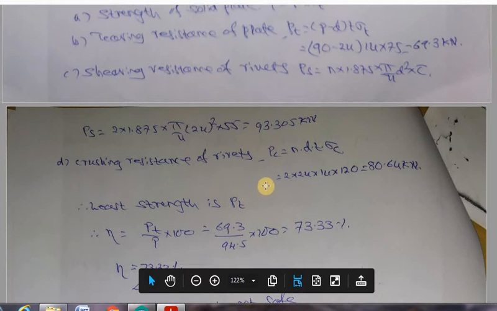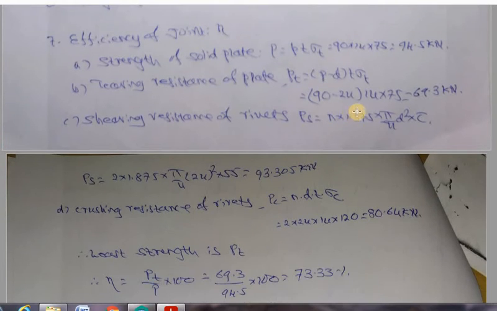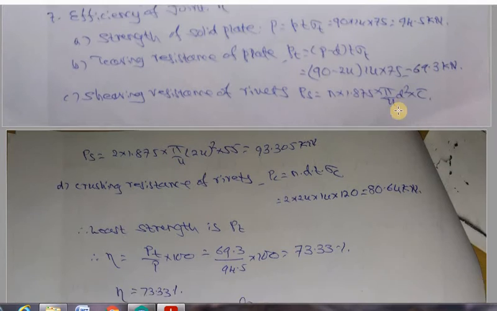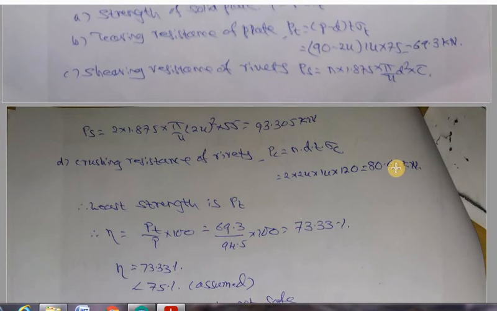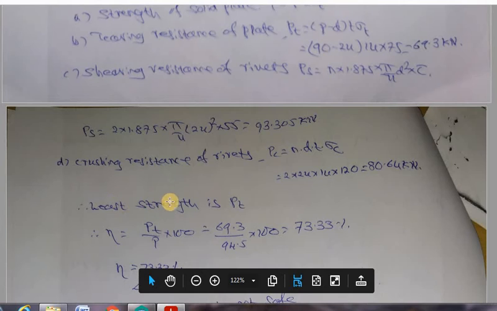Among these values, PT, PS, PC, the least is going to be PT, that is 69.3. Whatever you have here, 69.3 is smaller compared to the PS value and PC value. So that's what the statement is: least strength is PT. So PT divided by P, solid plate, into 100: 69.3 divided by 94.5 into 100, so 73.3.